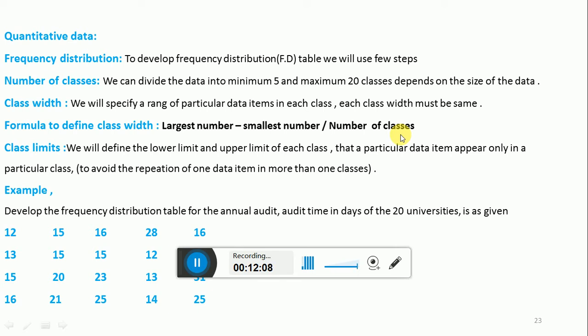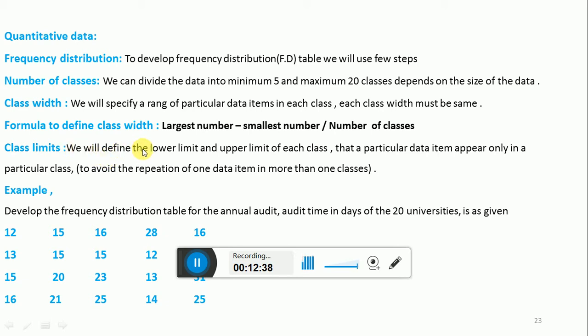So the statistician will define the class width, and I'm repeating, class width will specify the range of the number of data items in a particular class. And class limits: the statistician will define the lower limit and the upper limit of the class. One data item will appear in one class only. The statistician cannot repeat one data item in more than one class.